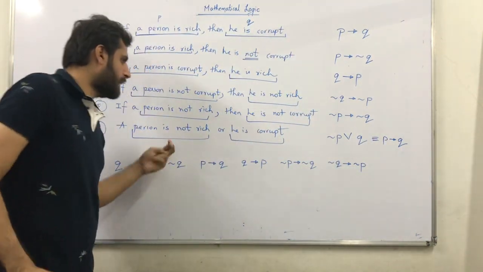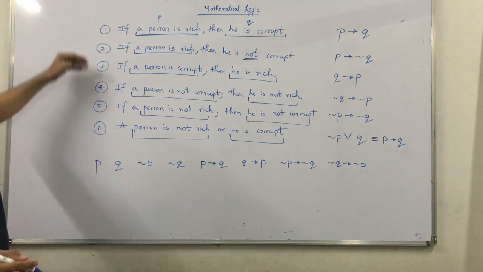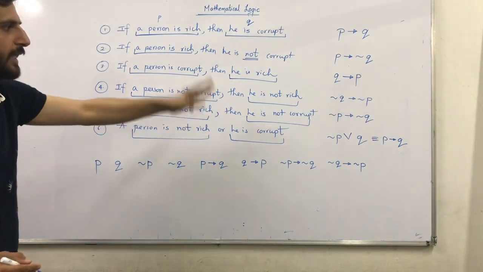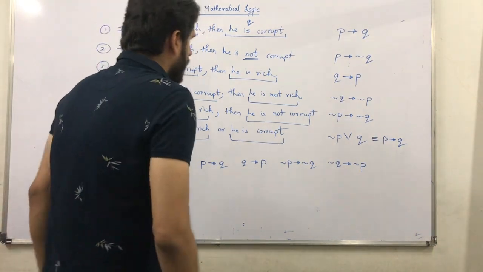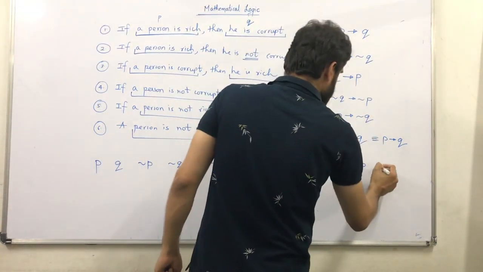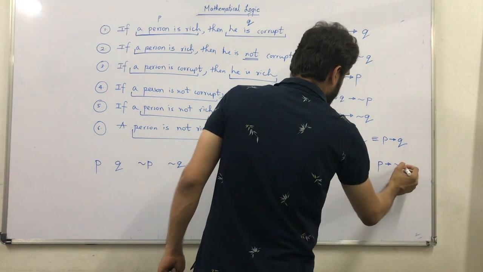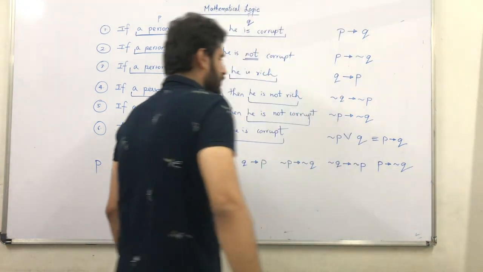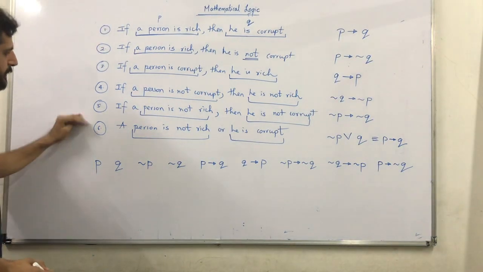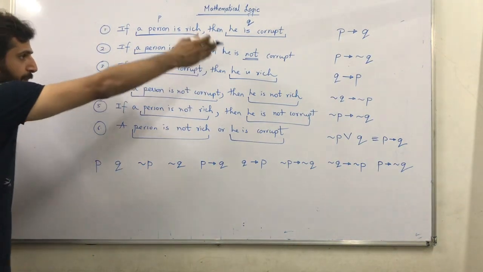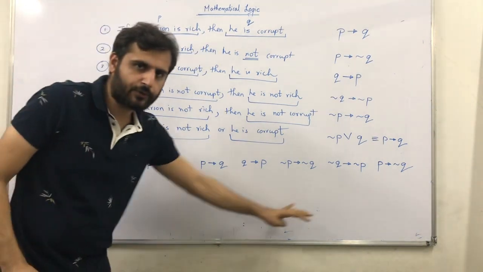Already we now know that the first and the sixth statements are logically equivalent. That is done. This is remaining: P implies negation Q. So I'll make a truth table for that also. Let us make the truth table for the statements here. I have written down the symbolic forms and now I'll create the truth table for this.